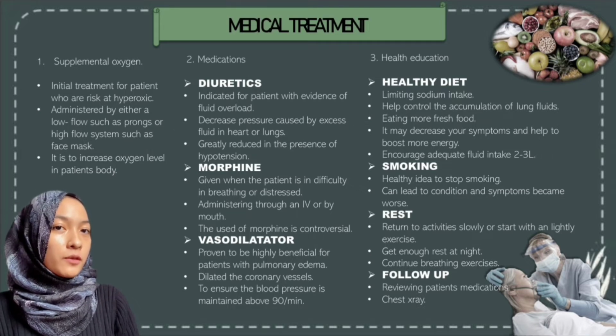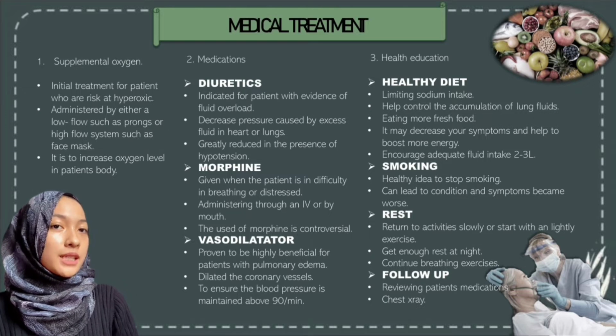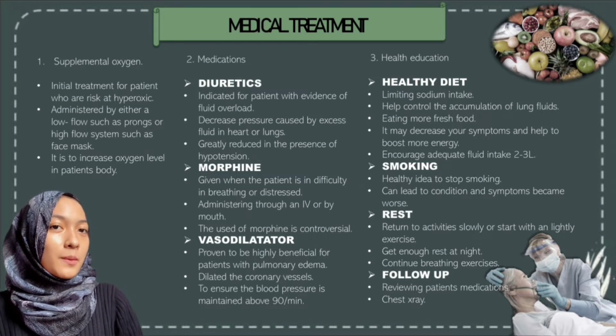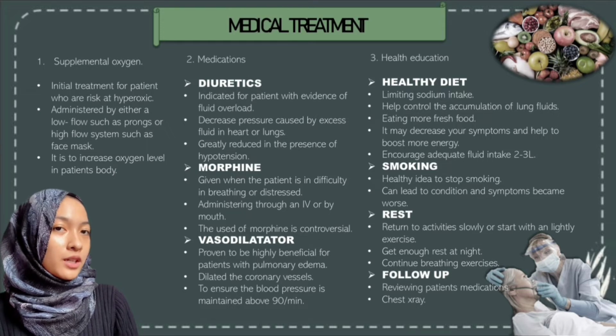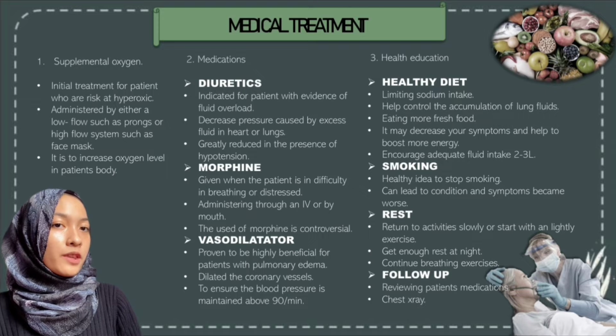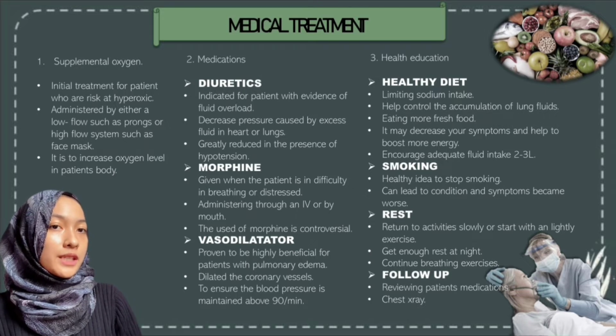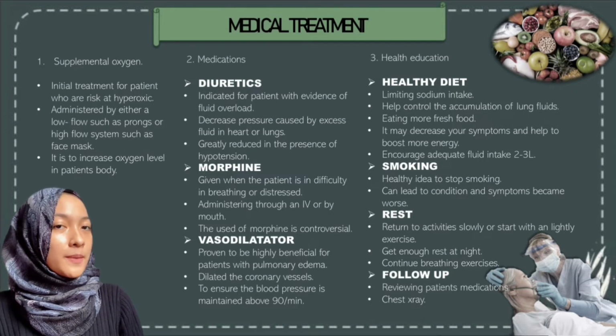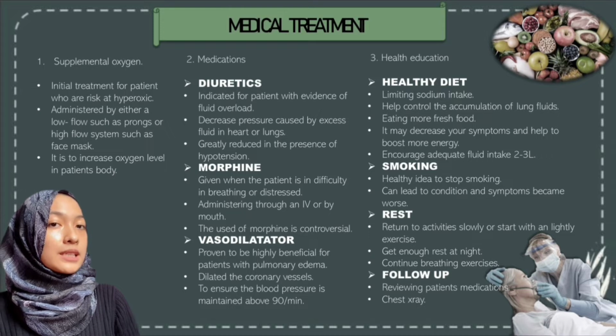Depending on the severity of the patient's condition and the reason that caused the pulmonary edema, the patient may also receive one or more of the following medications, such as diuretics, morphine, and nitroglycerin. Most cases of cardiac pulmonary edema are treated using diuretics. Diuretics are indicated for patients with evidence of fluid overload. Diuretics such as furosemide, Lasix, decrease pressure caused by excess fluid in the heart or lungs. This may be repeated based on the response of clinical symptoms.